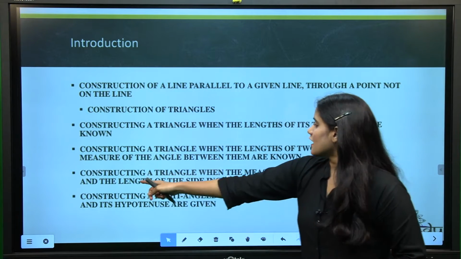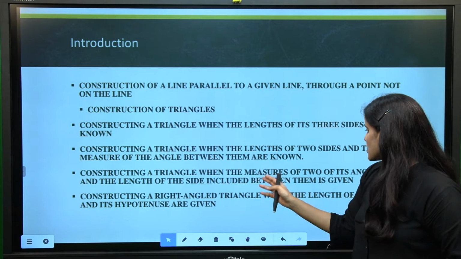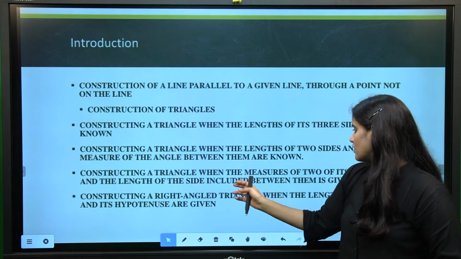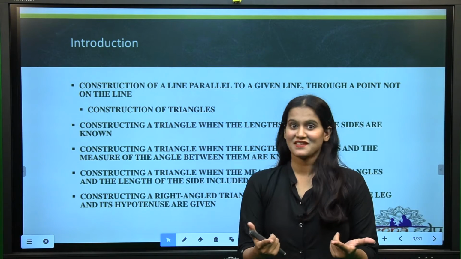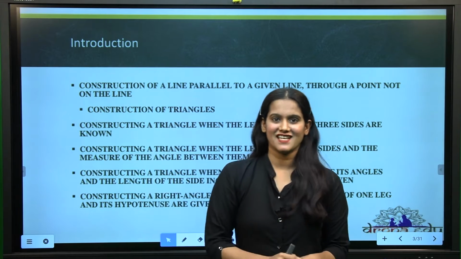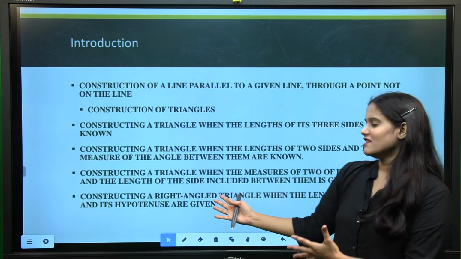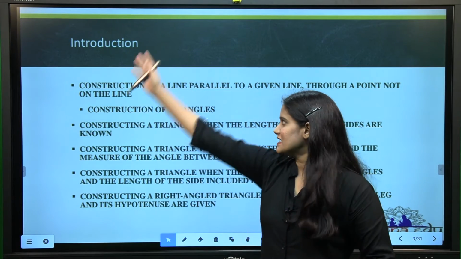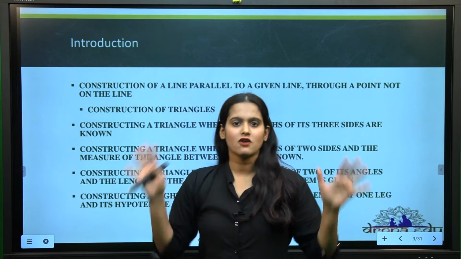And next, construction of a triangle when the measurements of two of its angles and the length of the side included between them are given. That's the ASA criteria. And then finally, the right angle triangle. All these constructions I'm going to cover in today's topic.